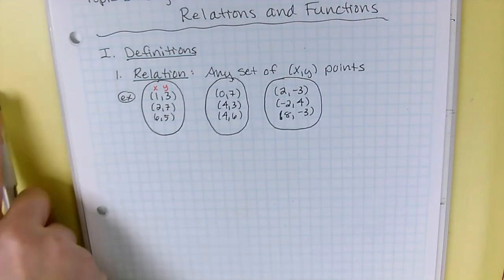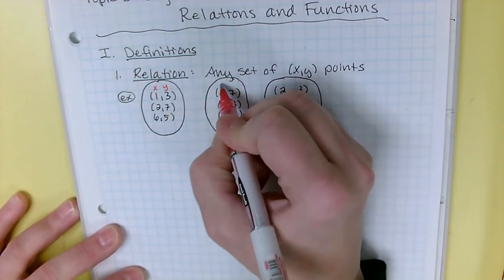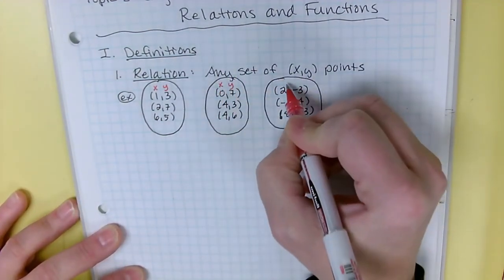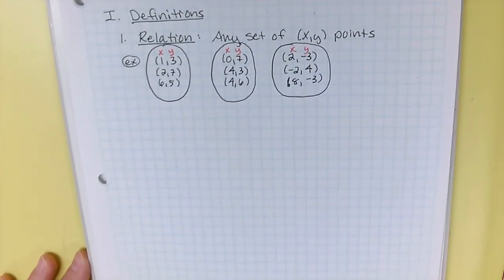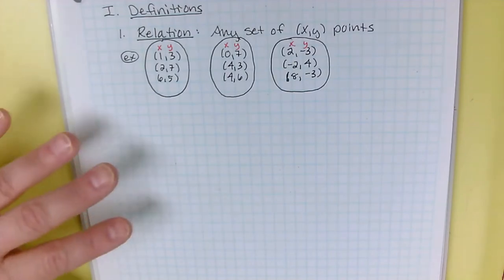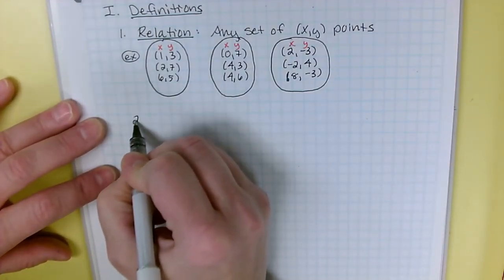So each one of these is a relation. Any set of points can be a relation. It doesn't have to be 3 points. It can be 2 points or 4 points or 5 points. But in all cases, the first one is X and the second one is Y. Okay, so now that you know what a relation is, we're going to classify the relation as a function or not. So skip a little space because we're going to go back up to those.